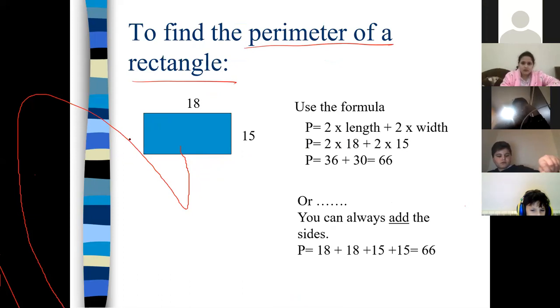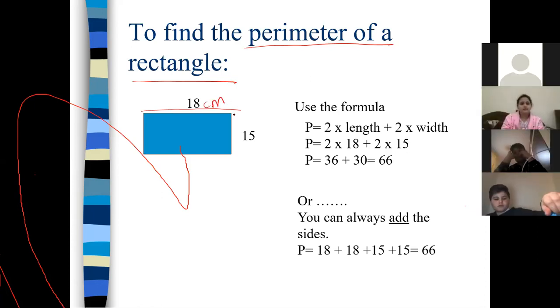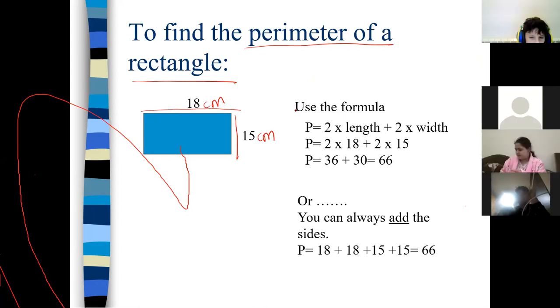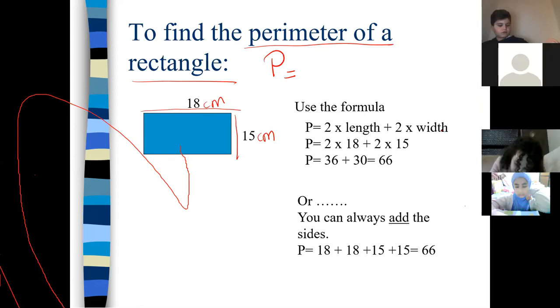Look at this rectangle. I gave you the length of this side is 18 and the length of this side is 15. Let's see. We will find the perimeter. So if you want to calculate the perimeter, what shall I do to find the total distance that surrounds this rectangle? Teacher, times 18? We add, not times.